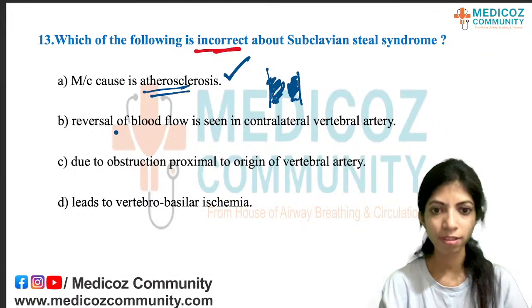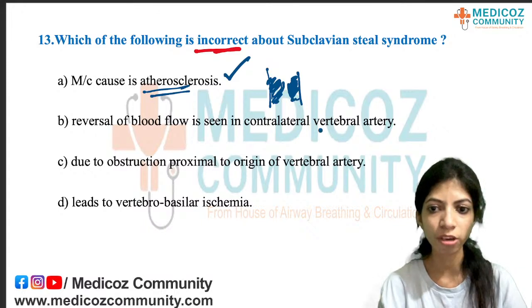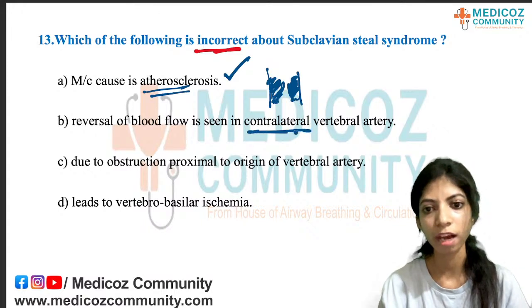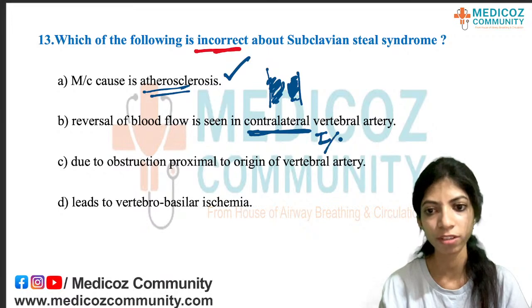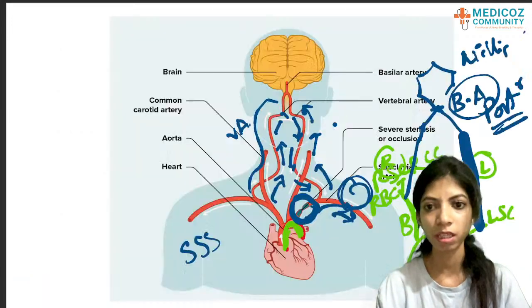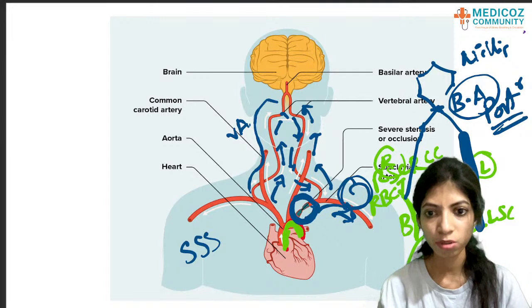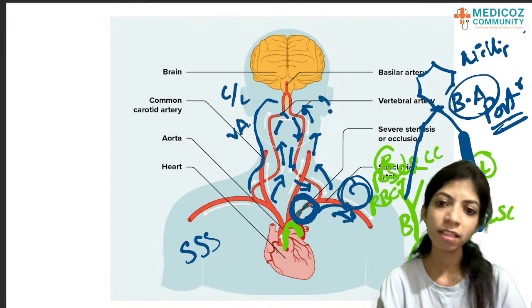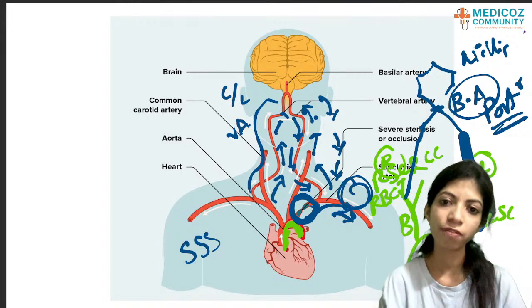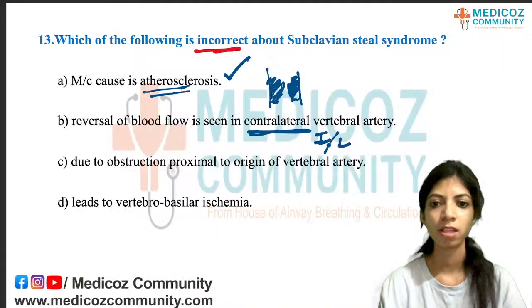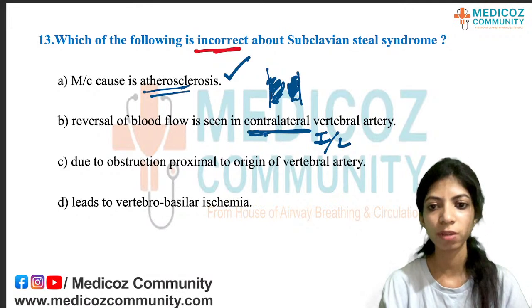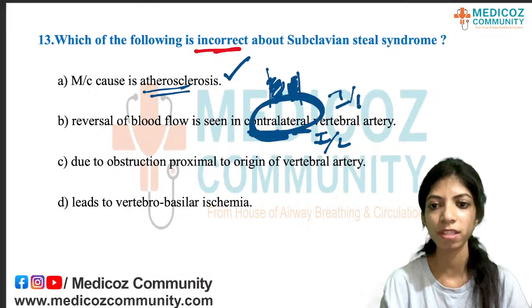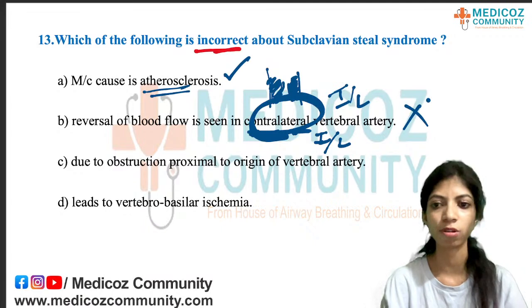What is the second option? Reversal of blood flow is seen in contralateral vertebral artery. Here you have to see if he is asking the contralateral or the ipsilateral. But in our picture we did see there is normal blood flow in the contralateral, means opposite. So there is normal blood flow in the opposite vessel, and the stealing causes the reversal of the blood flow in the same side, the ipsilateral vertebral artery. So reversal of blood flow is seen in where? In the ipsilateral instead of contralateral. So this is a false option.